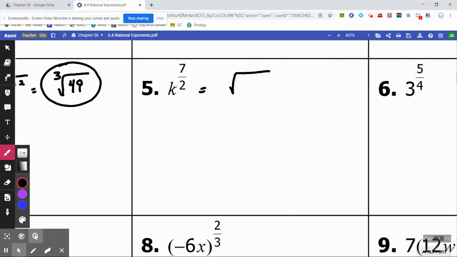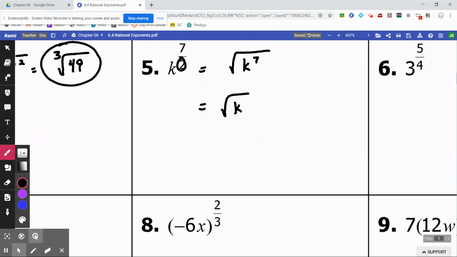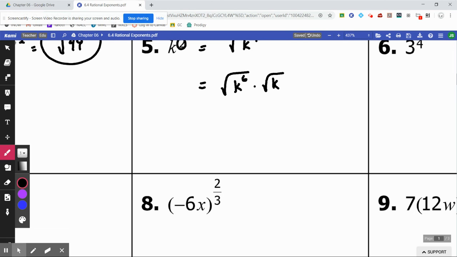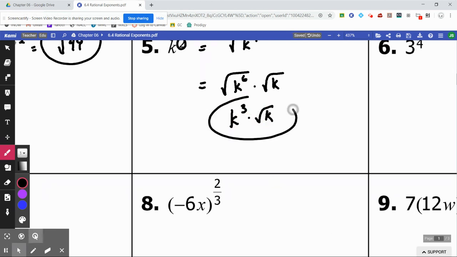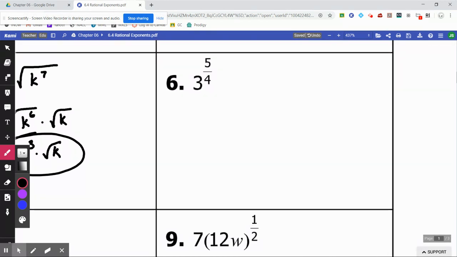The bottom number is the index on your radical, so it's a 2, so it's a square root. The top number is an exponent, so that's the square root of k to the 7th, and we can simplify this. We can write it as, okay, since we're doing a square root, we need multiples of 2, so we'll split into k to the 6th and k to the 1st. Square root of k to the 6th is k to the 3rd, and root k, I don't know, so it stays.